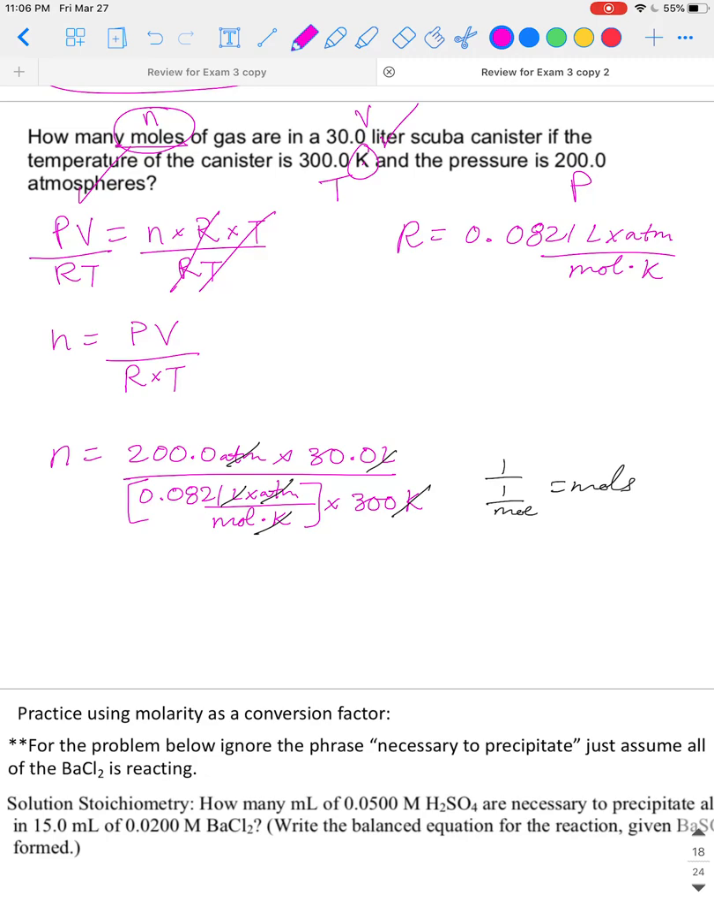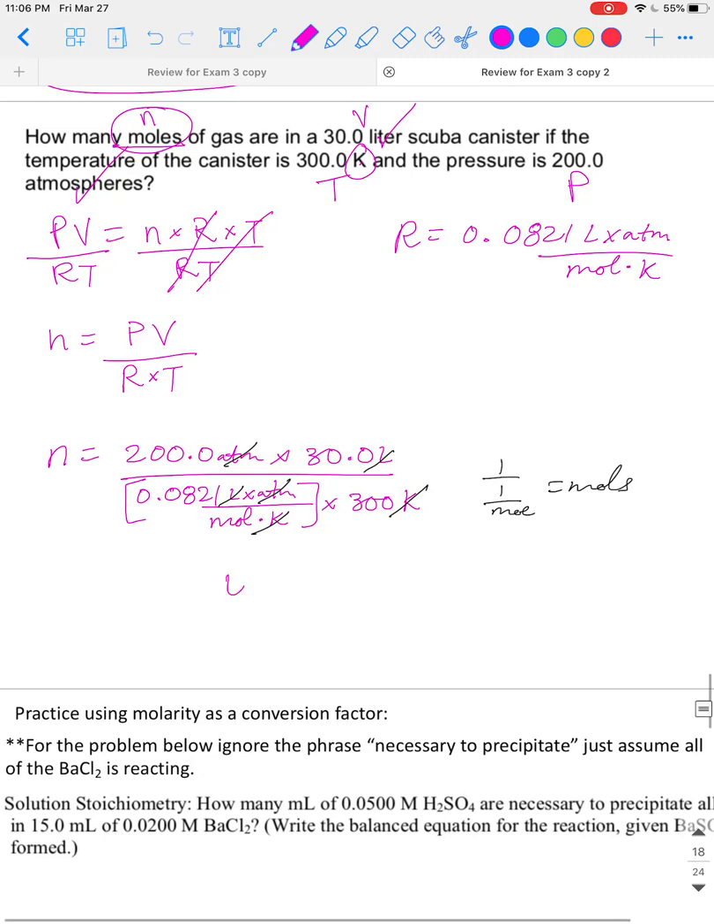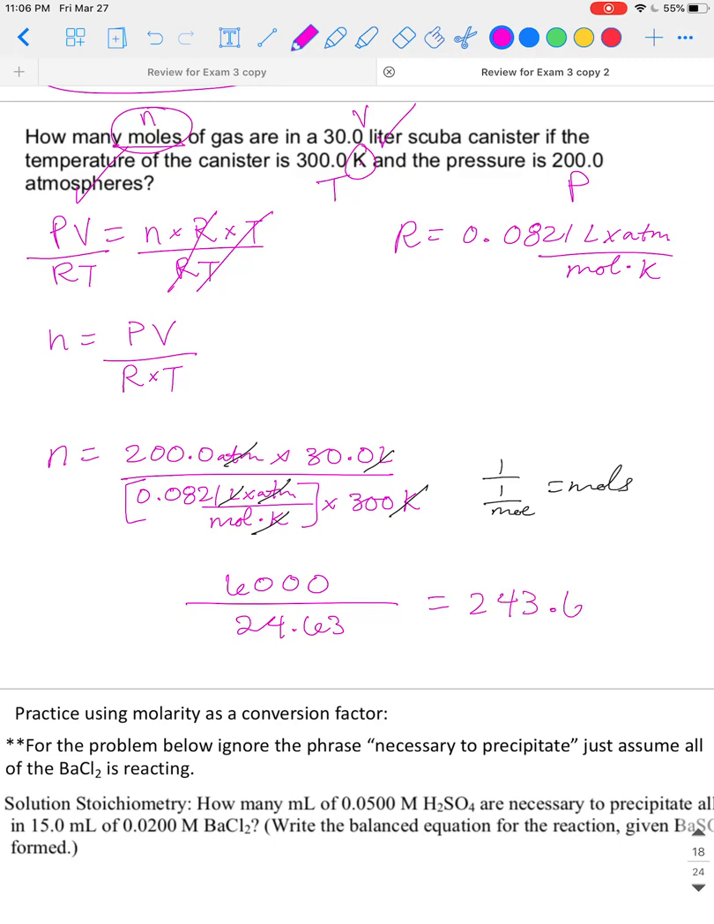200 times 30 is 6,000. The bottom part, 0.0821 times 300, is 24.63. Final answer should give you 243.61, and units are moles.